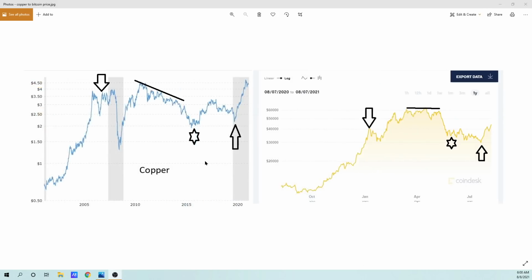And here's copper versus Bitcoin on a big copper scale. I'm not using silver. Remember, these are both logarithmic, Bitcoin on the right. Now, if you look, this is the same exact pattern. And you can see what happened here as we came higher with copper, we came higher with Bitcoin. So this could be the end of a cycle right here.